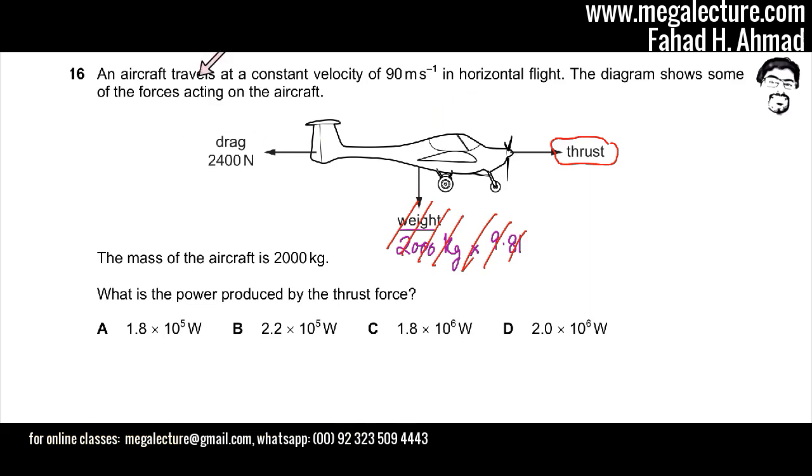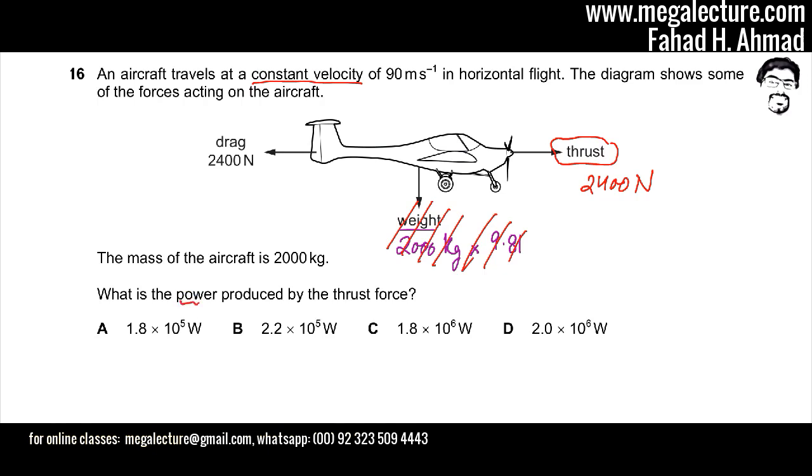And since the plane is traveling at a constant velocity, which means that there should be no net force, there should be no acceleration in either direction, at least in the horizontal direction. So if the drag force is 2400 newtons, the thrust must also be 2400 newtons, so that there is no net force and no net acceleration, because it is a constant velocity. So I'm going to take thrust as 2400 newtons.